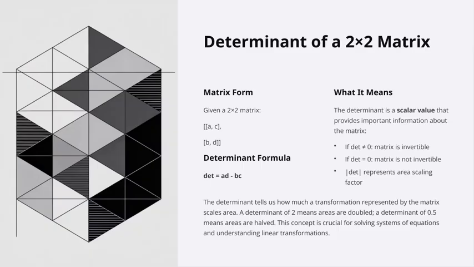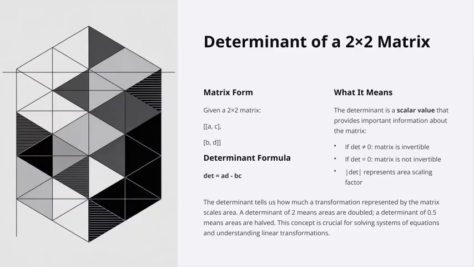The determinant is a scalar value, which means it's just a number, but that number tells us important things about the matrix. For example, if the determinant is not 0, meaning det not equal to 0, then the matrix is invertible. That means you can find its inverse, and it has certain properties that are useful in solving equations and understanding transformations. On the other hand, if the determinant equals 0, the matrix is not invertible. It essentially means the transformation it represents collapses space in some way, losing information.